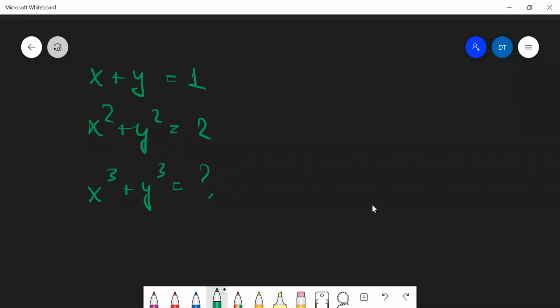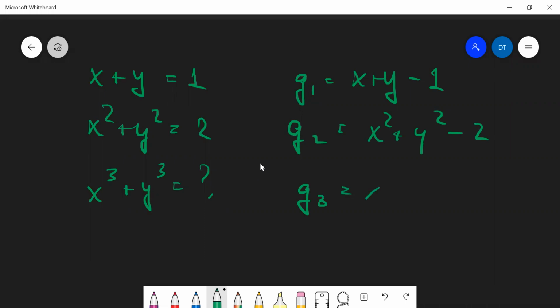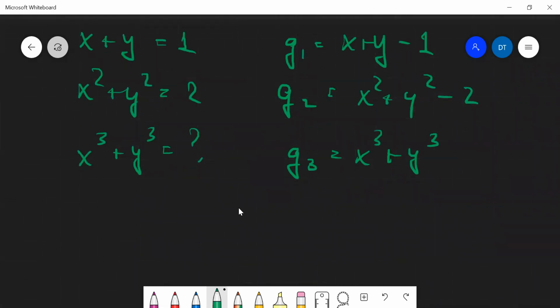Okay, so what do we do? First of all, let's introduce our polynomials. I just want to move everything to the left-hand side and denote the left-hand side by polynomials. So g1 will be x plus y minus 1. g2 will be x squared plus y squared minus 2. And now I want to compute g3, which is x cubed plus y cubed.